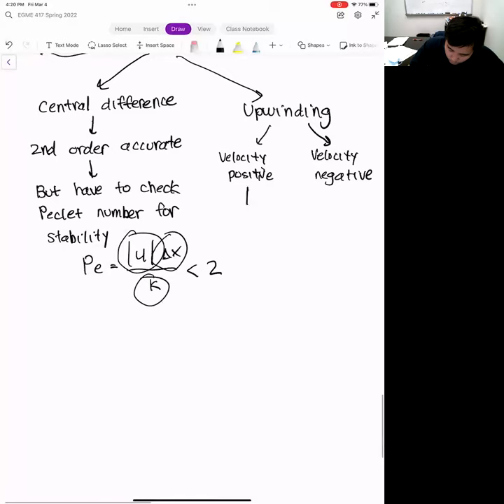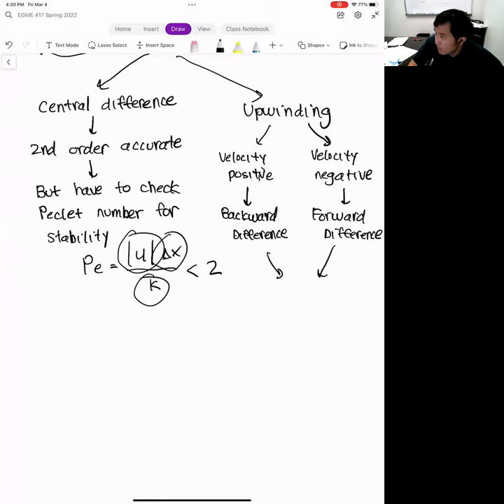Okay. And so if our velocity is positive, then the proper upwinding scheme here to use is a backward difference. But if the velocity is negative, then the proper scheme to use is a forward difference. But both of these have the downside that they're only going to be first order accurate.